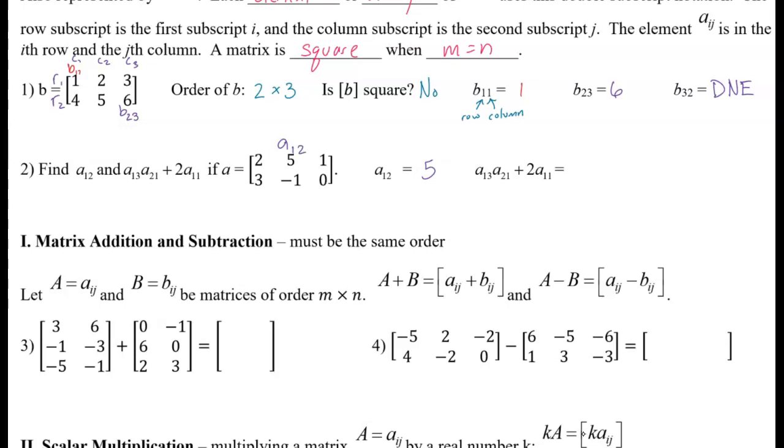And now they want us to do a little bit more complex operations. Now, when doing matrices and when finding values inside of matrices, order of operations applies. So first we're going to find the values of A13 and A21 and multiply them together. So what is A13? What is that value?